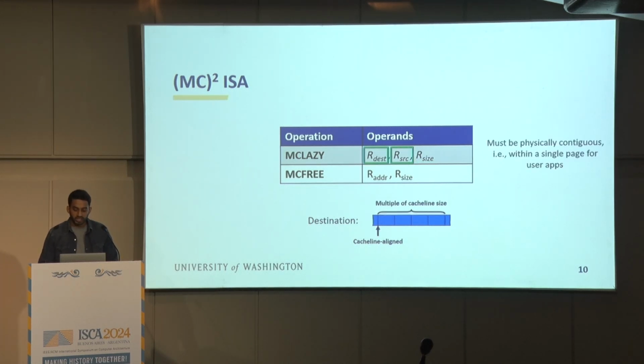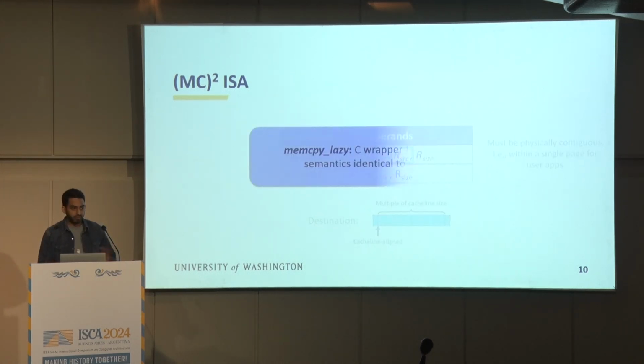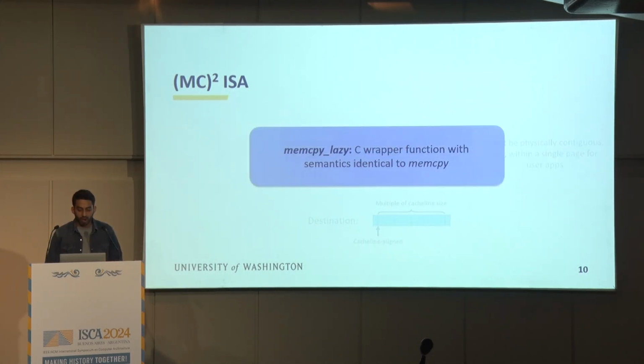And the final restriction is that the destination and source buffers must be contiguous in physical memory. For user space applications, this means that they must each individually lie within a single page. And for copies spanning multiple pages, you basically call MC lazy individually on each page. But you don't have to worry about this. We provide a C wrapper around MC lazy called MemCopy lazy, which has identical semantics to the libc MemCopy you may be familiar with, and it hides all of these low-level details from the programmer.